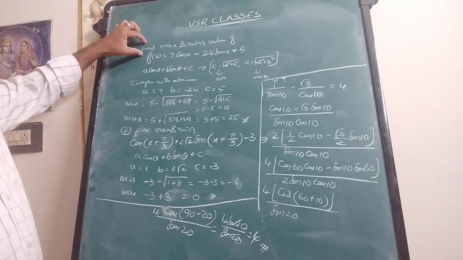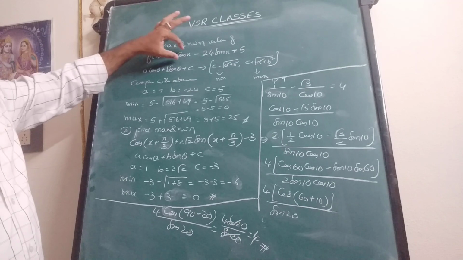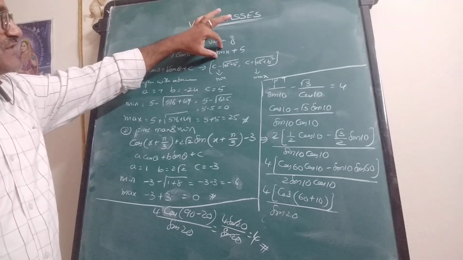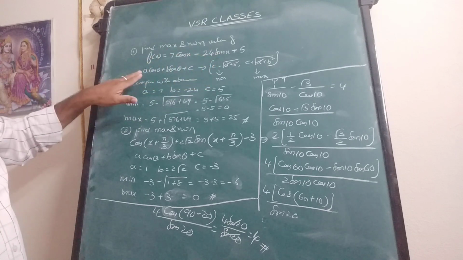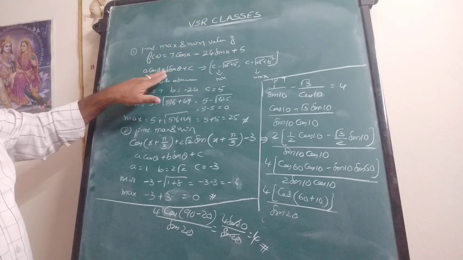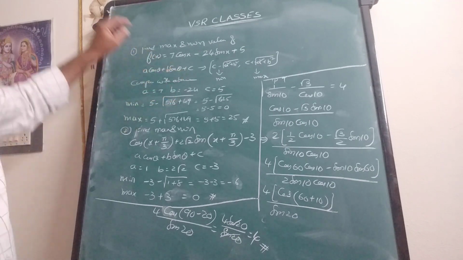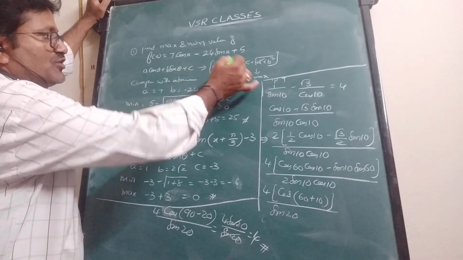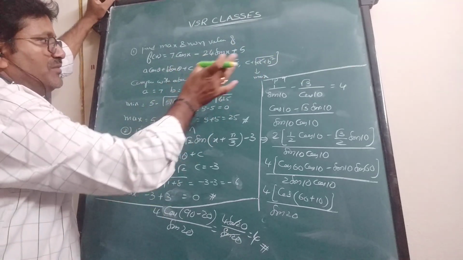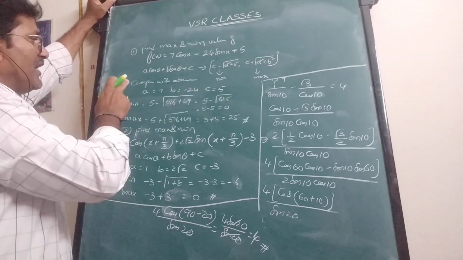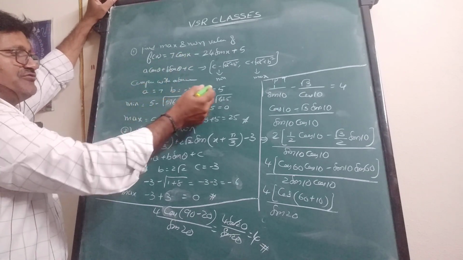Children, find the maximum and minimum value of f of x equal to 7 cos x minus 24 sin x plus 5. Whenever the function is in such a form, you have to compare with a cos theta plus b sin theta plus c. If the function is of this form, its minimum value is c minus under root a square plus b square, and c plus under root a square plus b square is the maximum value. Compare with the above values: a is 7, b is minus 24, c is 5.